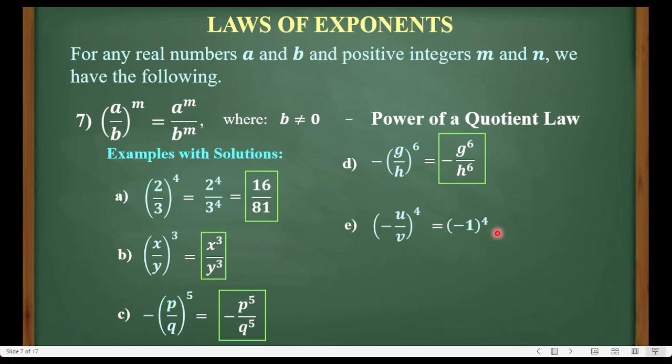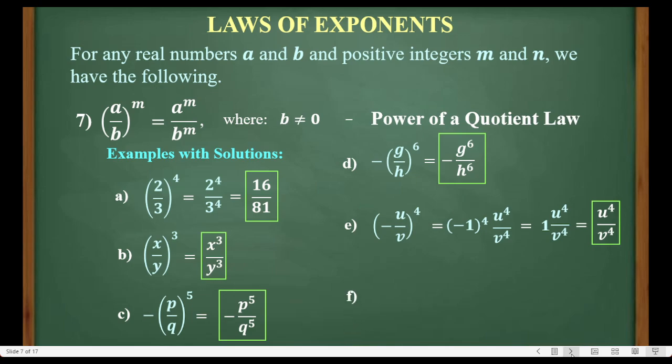Then, since we have already extracted negative 1, what will be the remaining part of this given expression? So we have u to the 4th over b to the fourth. And we know that negative 1 quantity to the fourth will give us a positive answer, or positive 1. Positive 1 multiplied by this expression will give us the expression itself, u to the fourth over b to the fourth. Okay?